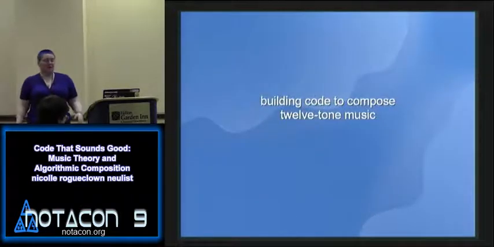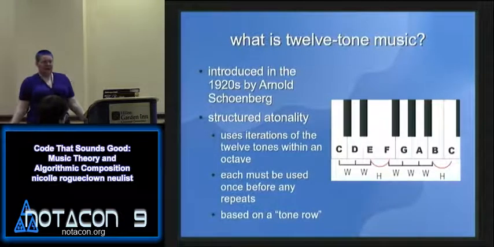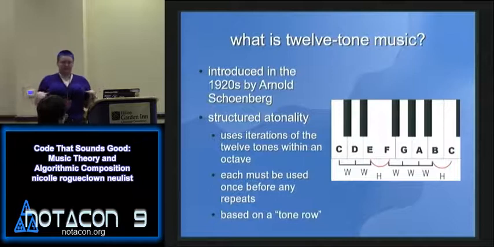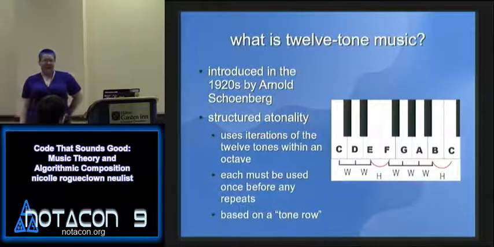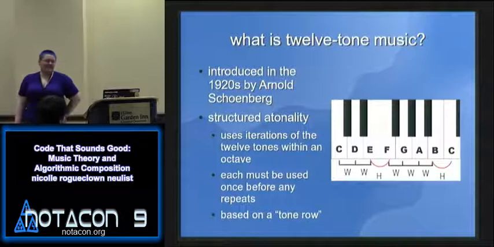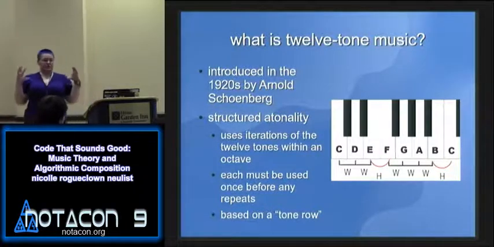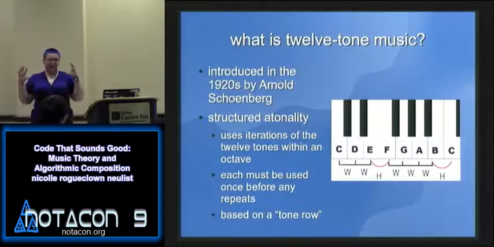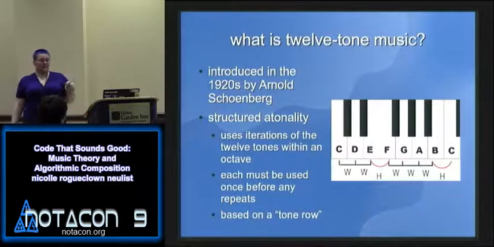As far as my example of turning a musical form into code, I'm going to use 12-tone music as my example. Now, what's 12-tone music? It's a modern style. It was introduced into the mainstream of musical knowledge, if you will, in the 1920s by a composer named Arthur Schoenberg. And it's not really going to have an idea of a key. It's structured atonality. It uses iterations of the 12 tones within an octave. Each tone must be used once before any tone repeats. So it's based on a tone row.